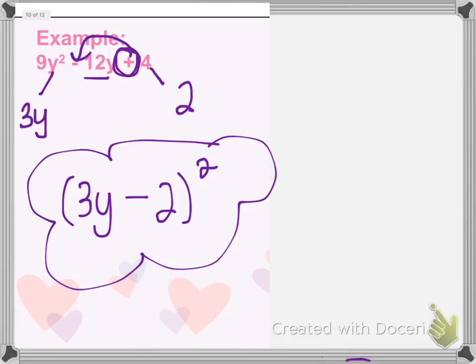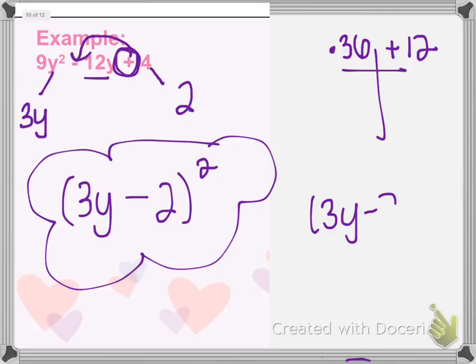It's a lot faster if you can recognize the patterns. If not, you could have said, okay, 9 times 4 is 36. I need things that multiply to give me 36, that add to give me 12. And then you'd find your factors and split up your middle term, and you still would have ended up with 3y minus 2 and 3y minus 2. And then you would have said, oh, I have the same thing in both sets of parentheses, so I need to write it as 3y minus 2 squared.